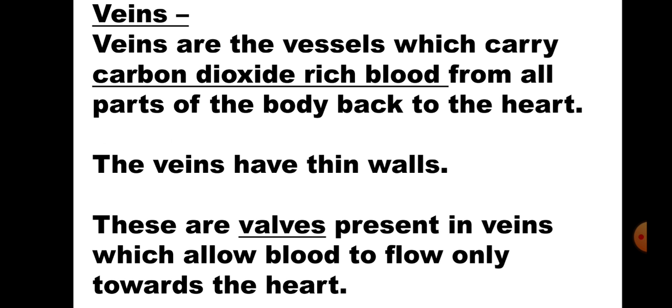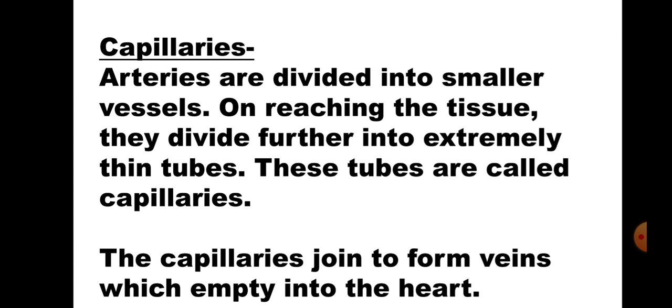Besides the arteries and veins, one more type of vessel is very important, and that is the capillary. Capillaries help the blood to reach the body parts. Arteries are divided into smaller vessels. On reaching the tissue, they divide further into extremely thin tubes. Now these thin tubes are called capillaries. The capillaries join to form veins which empty into the heart.